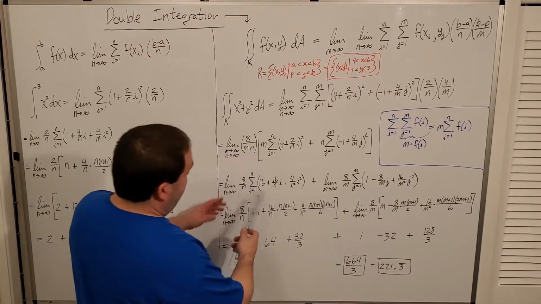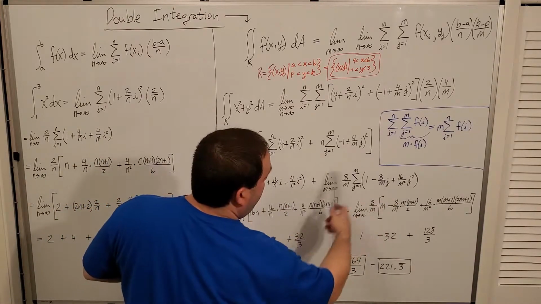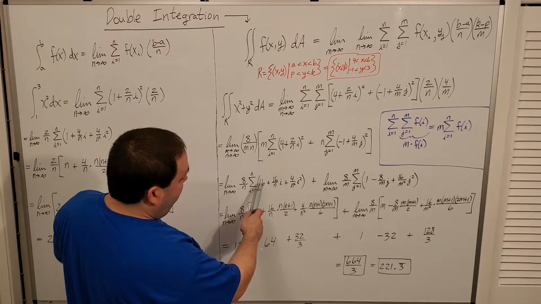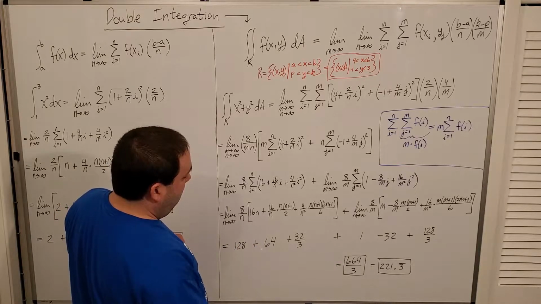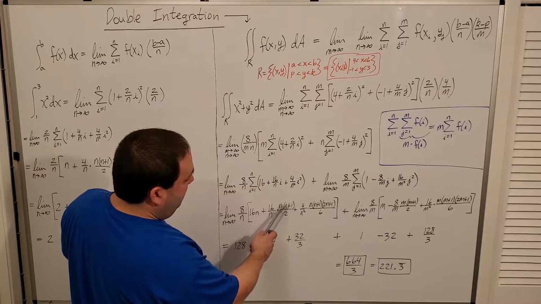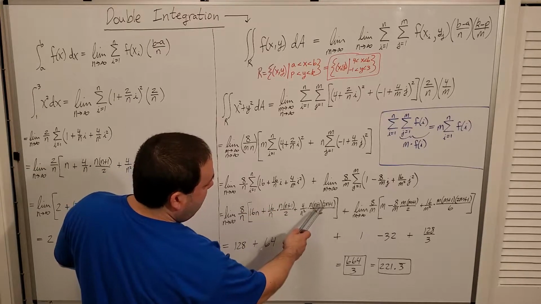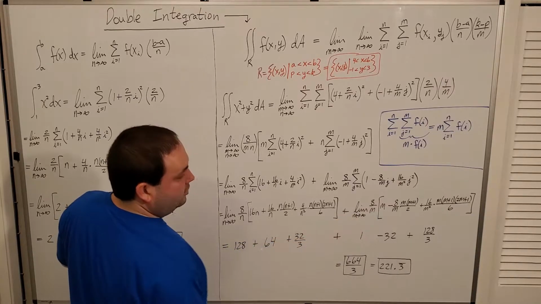Now, it's just like the ones over here. I'm just going to perform this limit the same way as before. I'm going to do the summation of the 16. That's just going to give me 16n. The summation with the i is n plus 1 over 2. The summation with the i squared is n plus 1 times 2n plus 1 over 6. Same thing over there, just with m's.